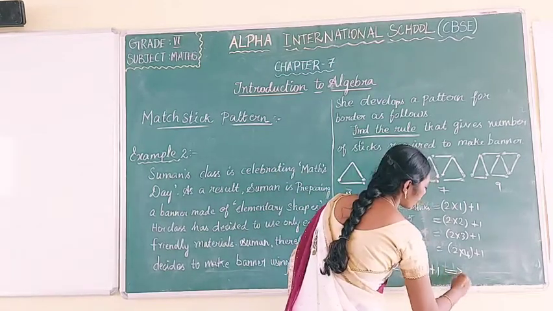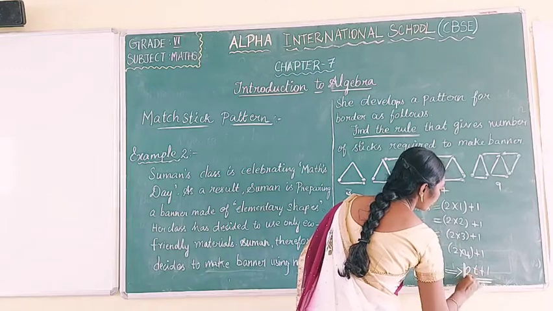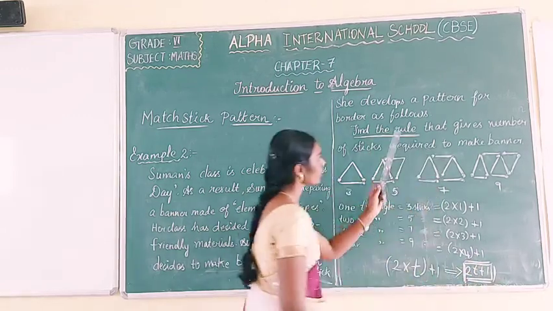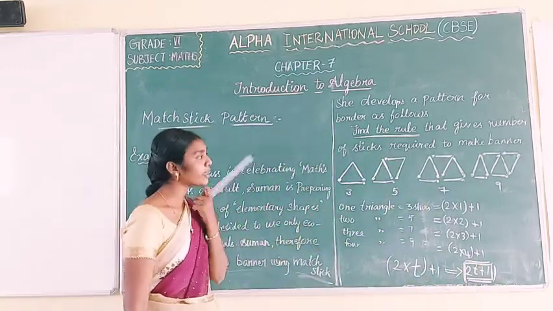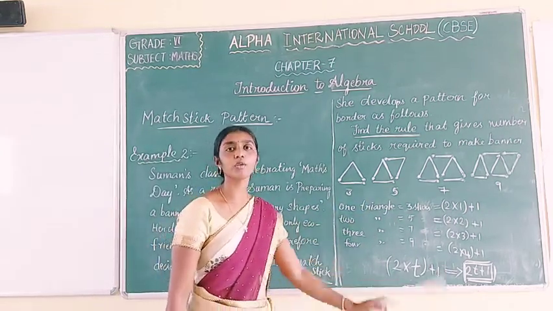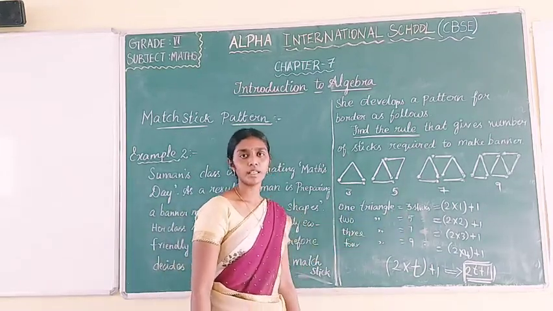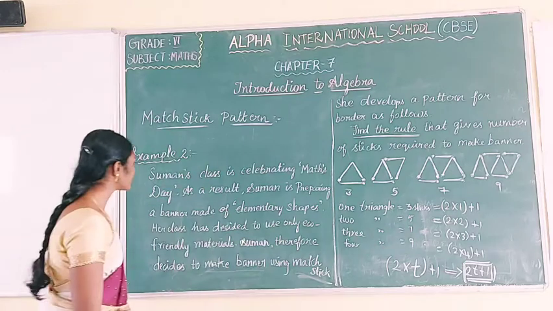So at last how can I write? 2t plus 1. This is the rule for finding the number of steps required to make the banner. See here, this is the rule. 2t plus 1 is the rule used to make the banner. Clear children? Once again I am explaining to you, listen here.